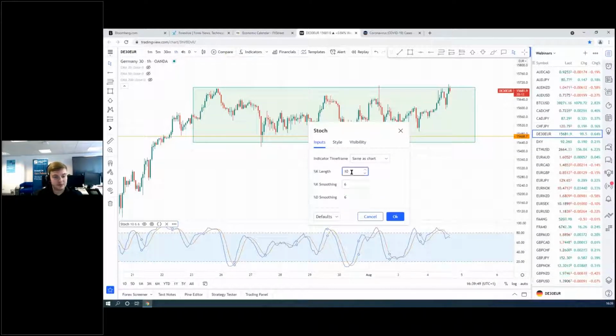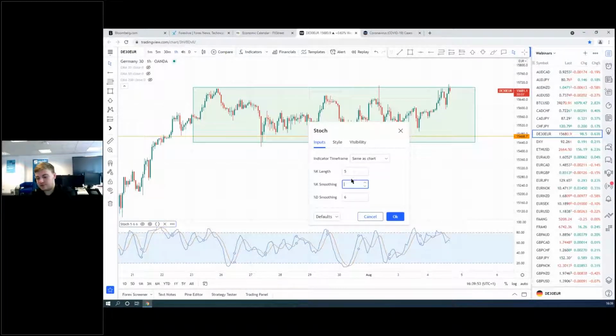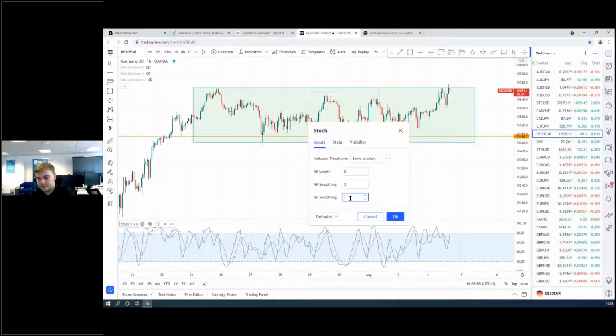The other way of using stochastics is to use a faster stochastics. Change the settings to 5, 3, and 3, which again, you can see this line down here. It's automatically more choppy. It's more kind of all over the place. You get a lot more signals. You'll also get earlier signals, but they'll be less confirmed and you'll lose more trades.